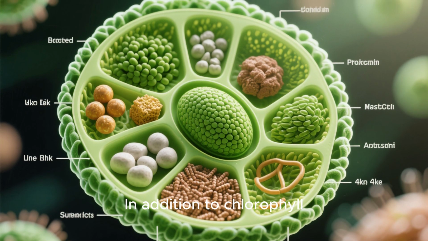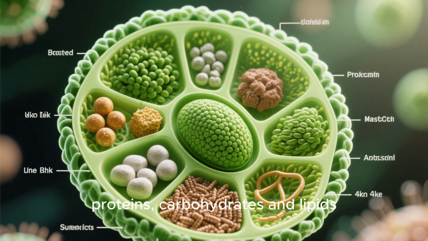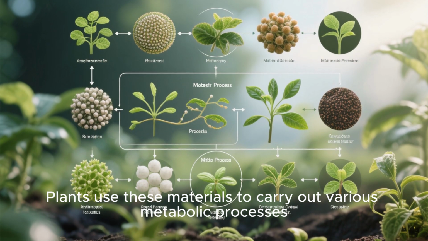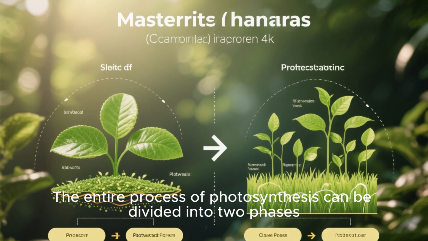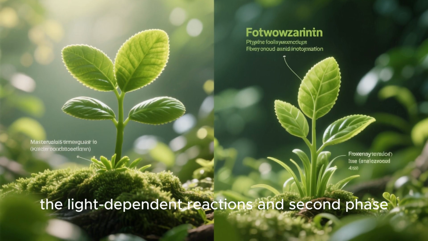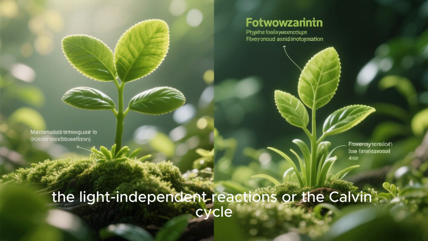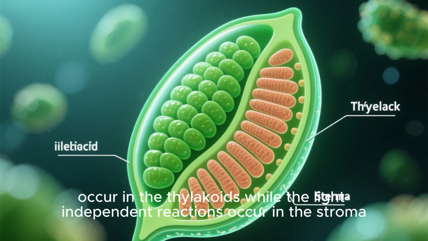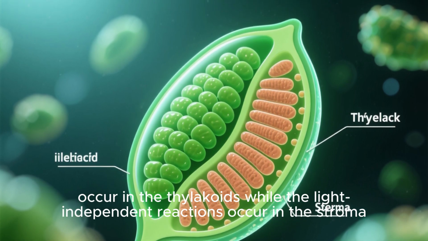In addition to chlorophyll, the chloroplast contains enzymes, proteins, carbohydrates, and lipids. Plants use these materials to carry out various metabolic processes. The entire process of photosynthesis can be divided into two phases. First phase, the light-dependent reactions, and second phase, the light-independent reactions, or the Calvin cycle. The light-dependent reactions occur in the thylakoids, while the light-independent reactions occur in the stroma.